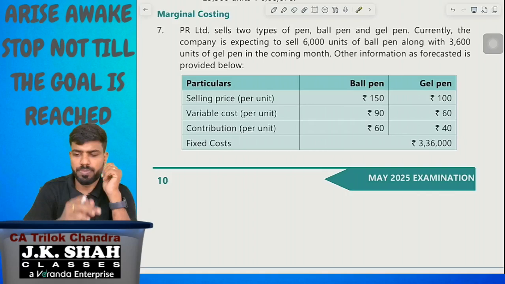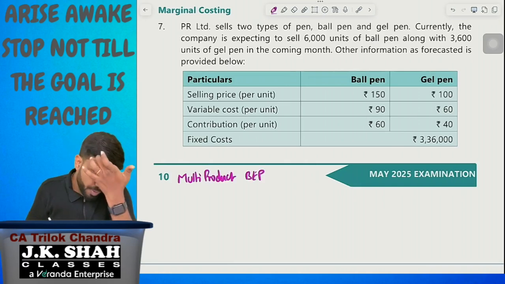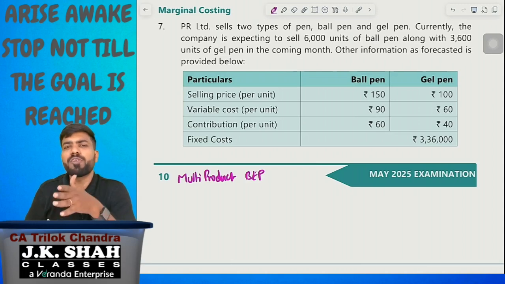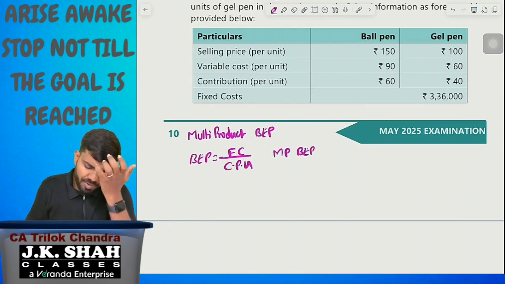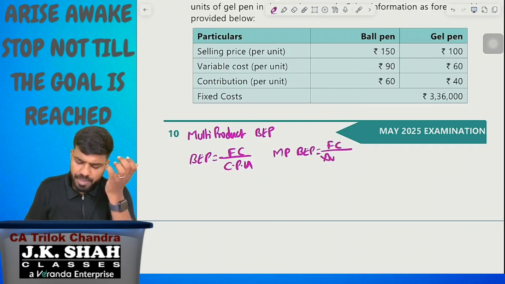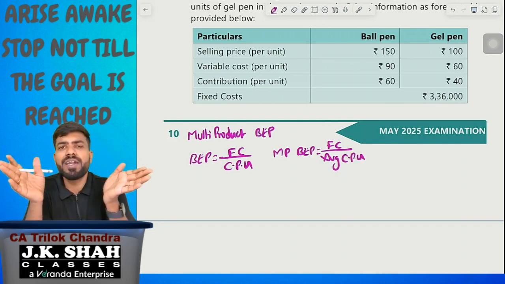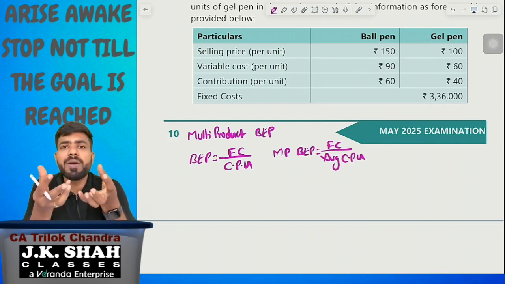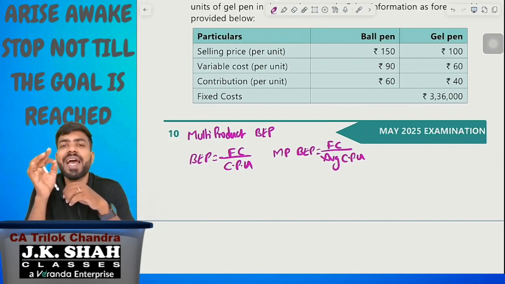Question number 7 is based on multi-product break-even point. In case of multi-product break-even point, the formula is fixed cost divided by average contribution per unit, instead of contribution per unit. Multi-products means the company is diversified and producing multiple products. All the products will be given the contribution, so we have to take the average, the weighted average.